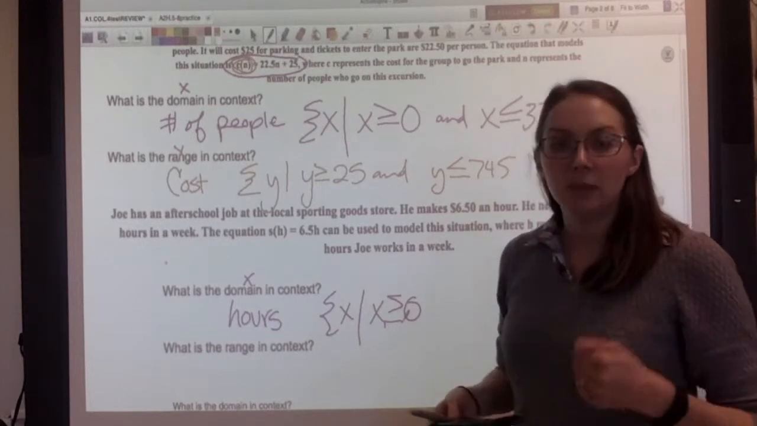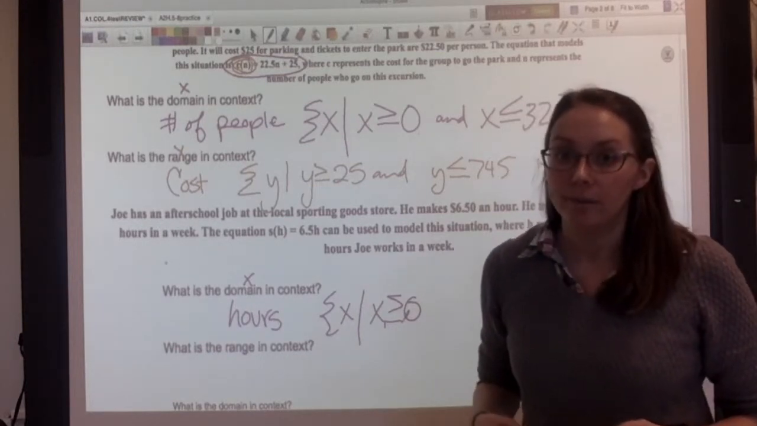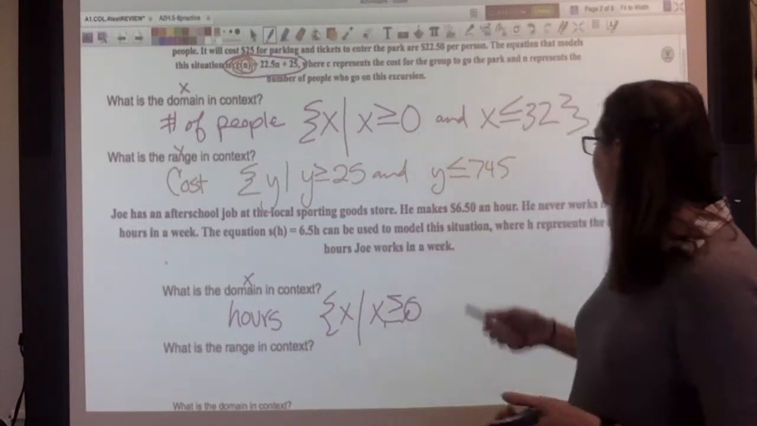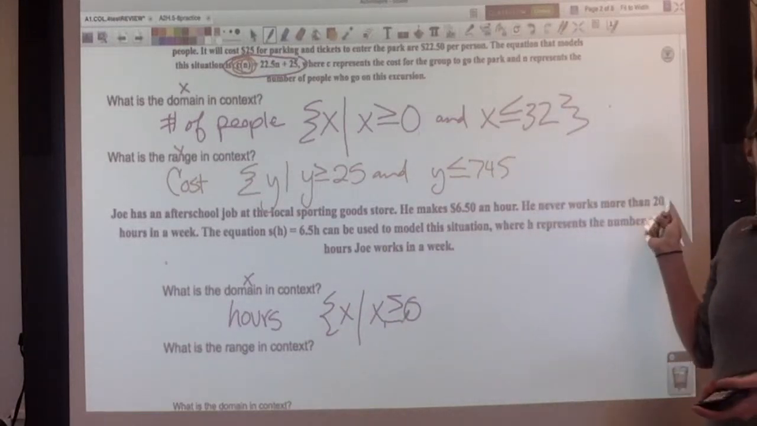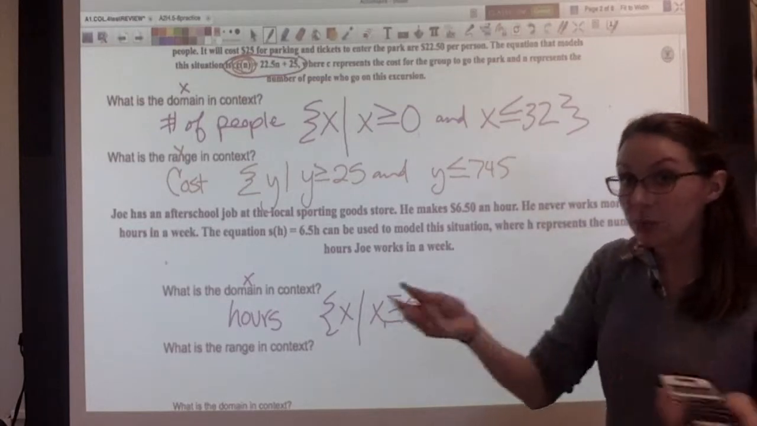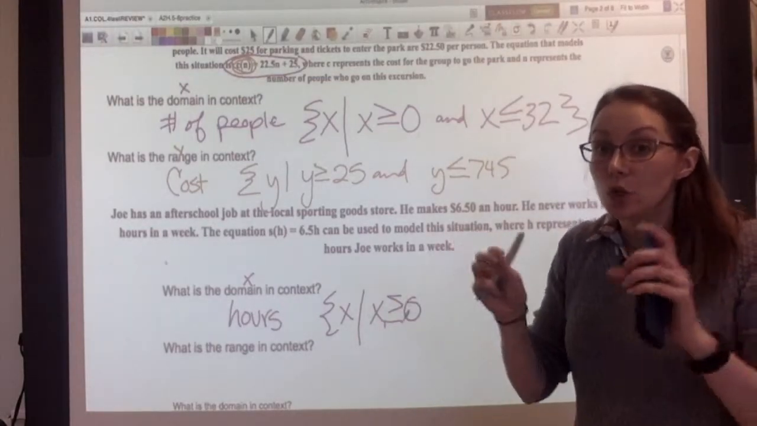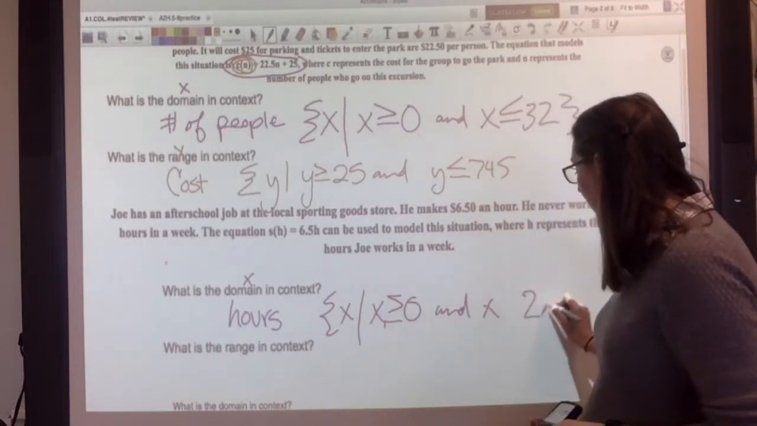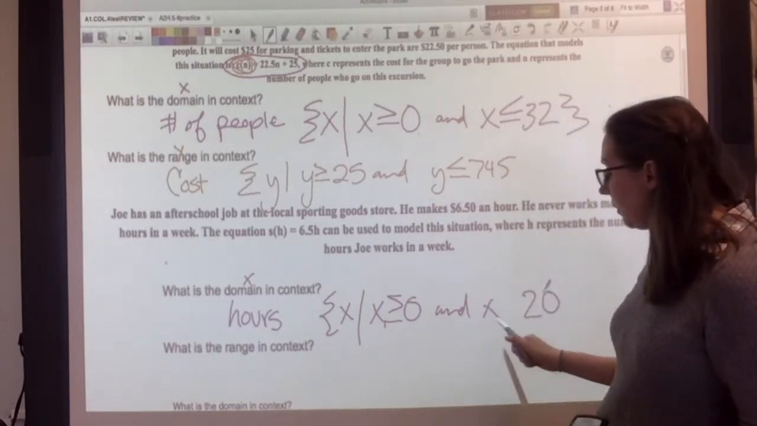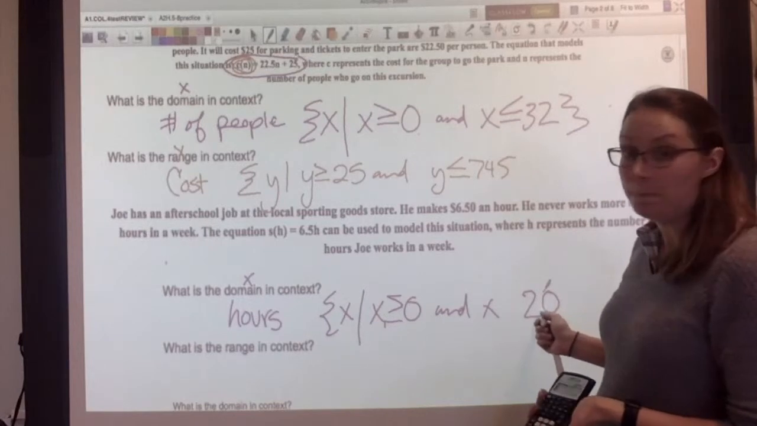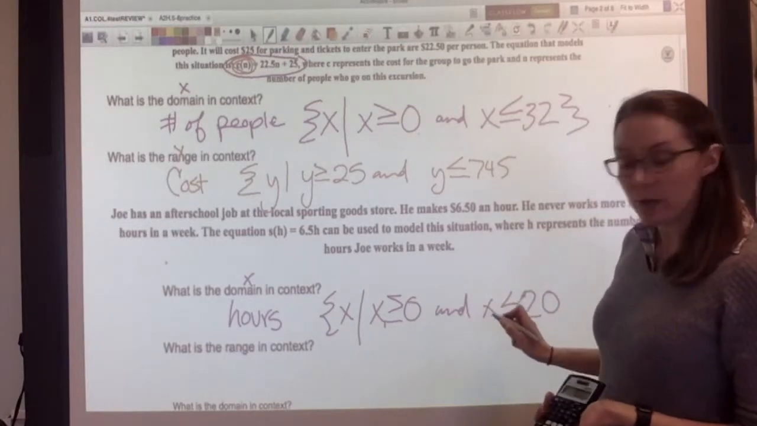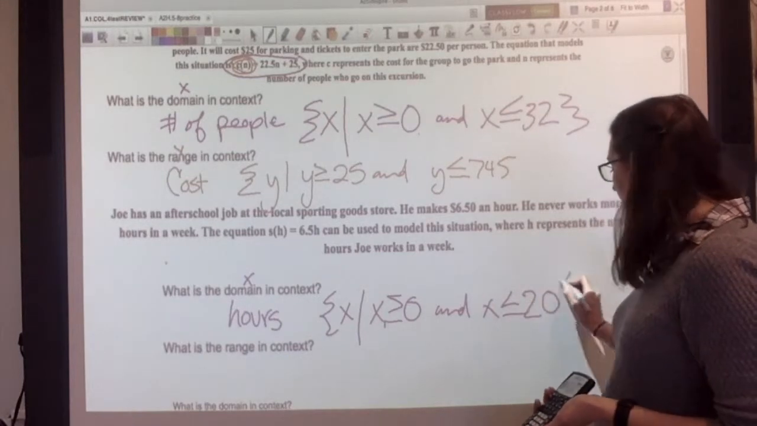Now, is there a maximum amount of hours that he can work in a week? Yes. In this whole situation, they tell us that he never works more than 20 hours in a week. So the maximum amount of hours he can work is 20. So I put the word and, X, and 20. Now, if 20 is a maximum, can our X's be bigger than 20? They have to be less than. Could he work exactly 20 hours? Yeah, he could. Equals. And close up our curly brackets.